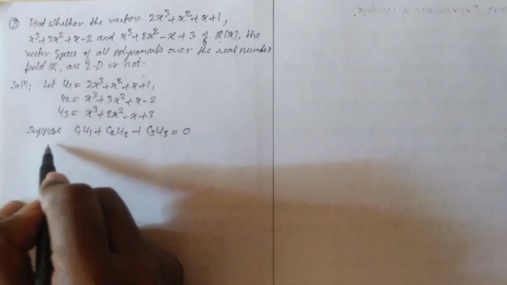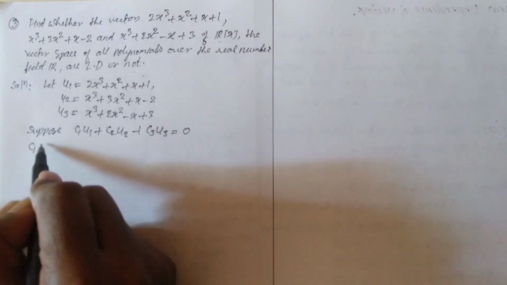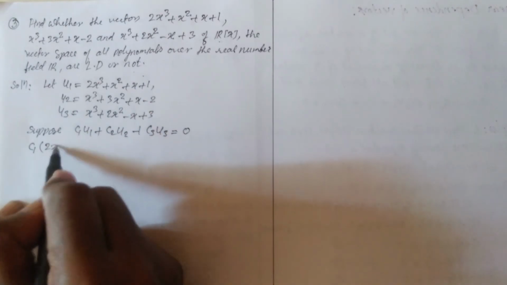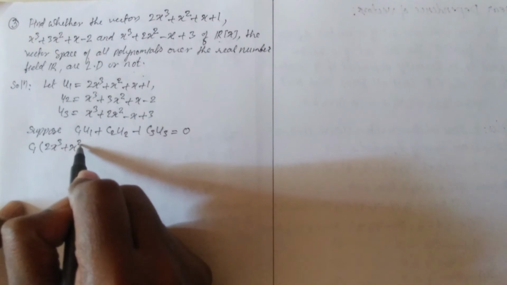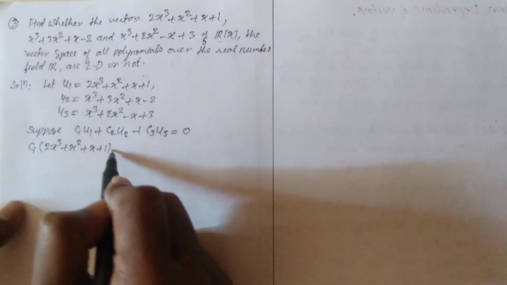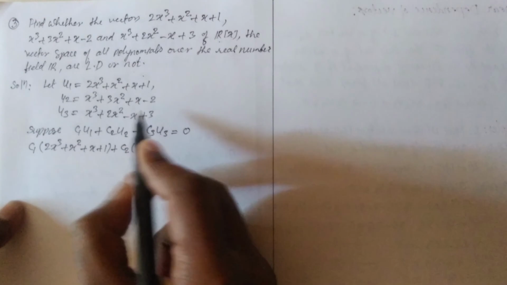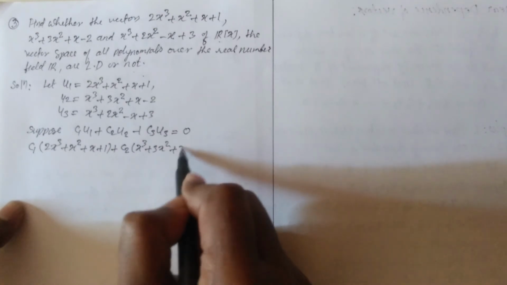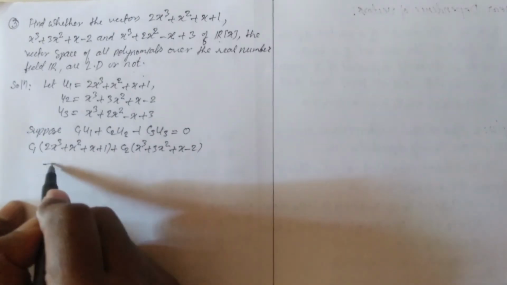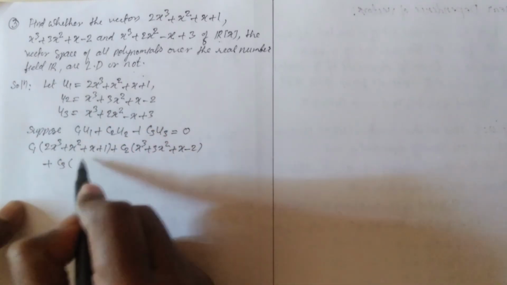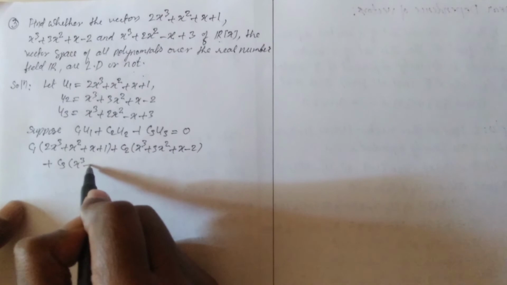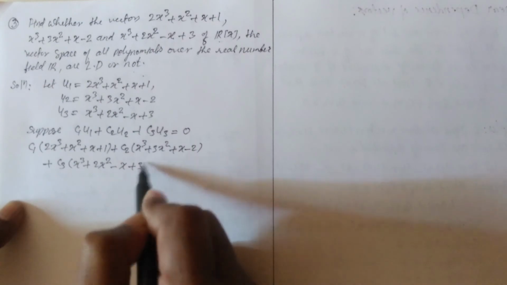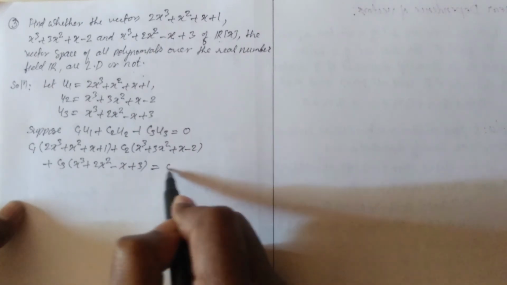Then C1 into the U1 polynomial, that is 2x cube plus x square plus x plus 1, plus C2 times the U2 polynomial, that is x cube plus 3x square plus x minus 2, and plus C3 times the U3 polynomial x cube plus 2x square minus x plus 3 equal to 0.